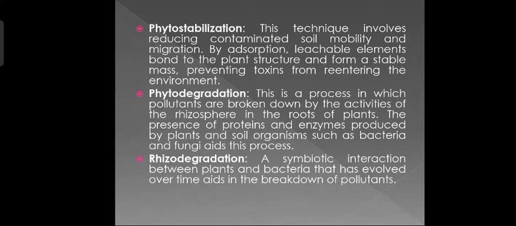The fourth type is phytodegradation. This is a process in which the pollutants are broken down by the activities of the rhizosphere in the roots of the plants. The presence of proteins and enzymes produced by the plants and soil organisms like bacteria and fungi also helps in the process. The final process is rhizodegradation. This is a symbiotic interaction between the plants and the bacteria that have evolved over time, which help in the breakdown of pollutants.